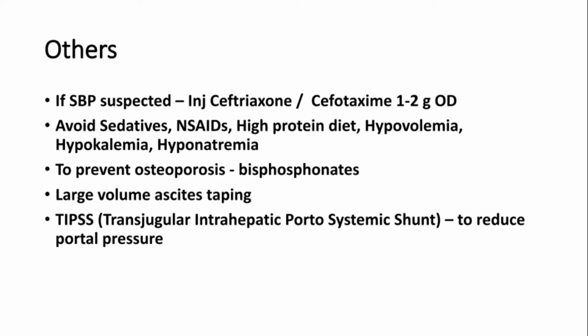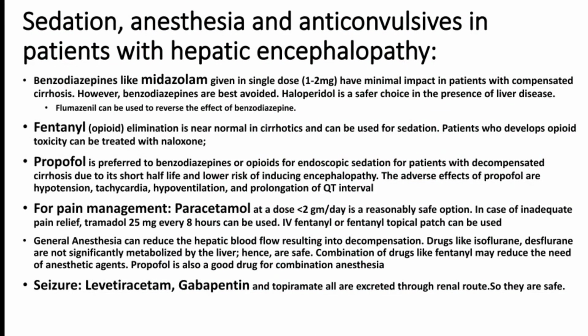Transjugular intrahepatic portosystemic shunt can reduce the portal pressure if the patient is having severe portal hypertension and bleeding tendency which is not controlled with routine measures. Now, when we talk about sedation, anesthesia, anticonvulsants in a patient with hepatic encephalopathy, these things are very common in our ICU. We can use midazolam. It's a short-acting drug. Its single dose of 1 to 2 mg can be given in a patient who is having cirrhosis. But routinely, this drug should be avoided because it can produce a longer effect in a patient who is having liver disease. Haloperidol is a safer choice when we compare with midazolam.